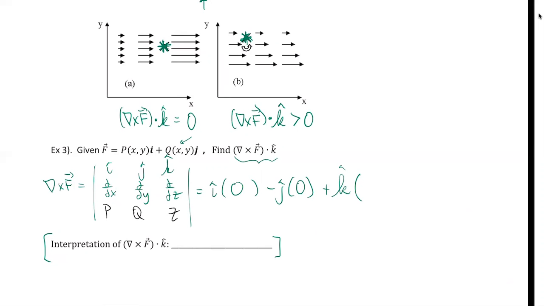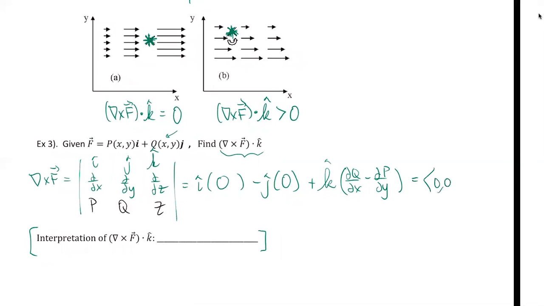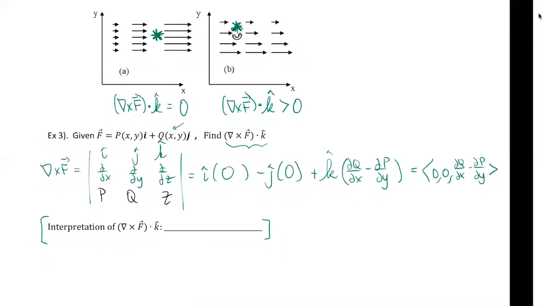When we get to the K component, I have the partial of Q with respect to X minus the partial of P with respect to Y. Okay, so I'm just going to write it as a vector, 0, 0, and then partial of Q with respect to X minus partial of P with respect to Y. That's a general curl vector for a two-dimensional vector field. Now, if we want to find the K component of that, so I take that curl vector, project it onto the K vector, and say, what's the scalar component in that direction? You can notice K is just the vector 0, 0, 1. And so it's literally just going to give me the K component of the curl. You're just going to get this quantity.